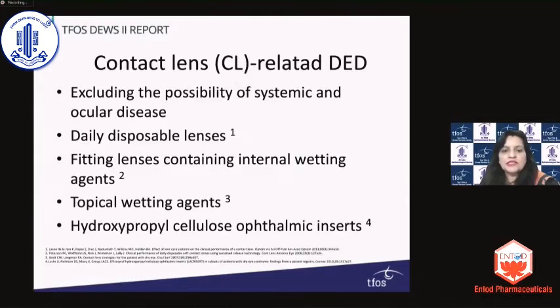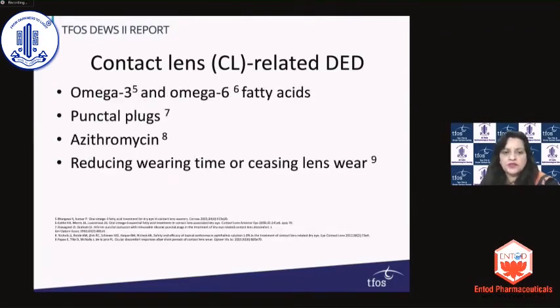An important thing is that you should use daily disposables. The fitting lenses may contain internal wetting agents. Topical wetting agents can be used while inserting them, and there are special inserts, that is hydroxypropyl cellulose ophthalmic inserts, which have also been advocated. Then the treatment has been dealt with by Dr. Sangwan very well.